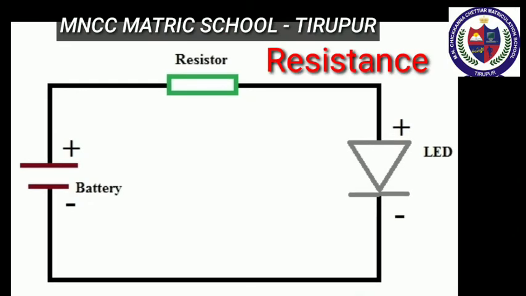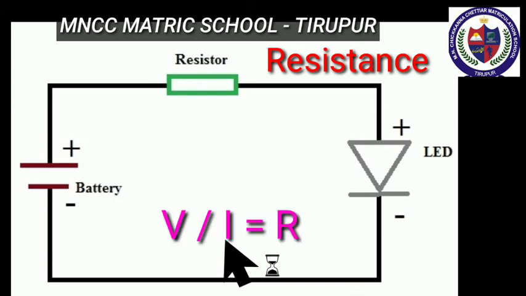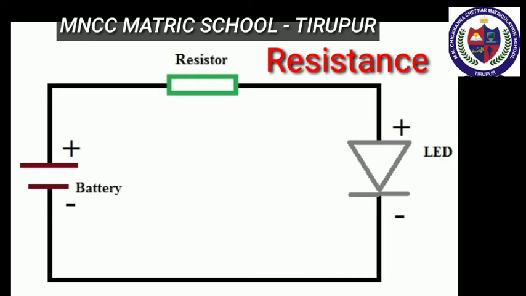Next we move to resistance. The resistance of a conductor can be defined as the ratio between the potential difference across the ends of the conductor and the current flowing through it. From Ohm's law, V by I is equal to R. Here V means potential difference, I means current and R means resistance. Next, the SI unit of resistance is ohm.